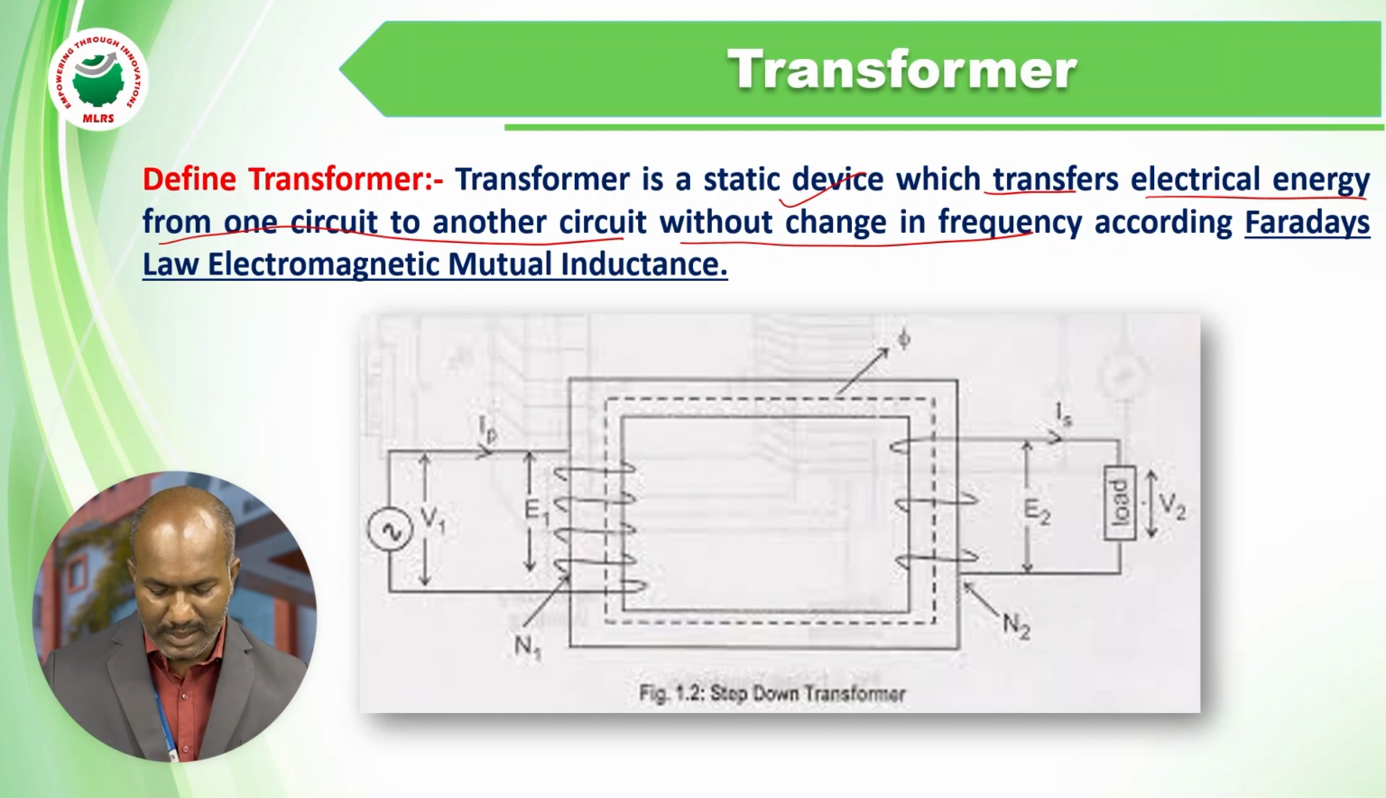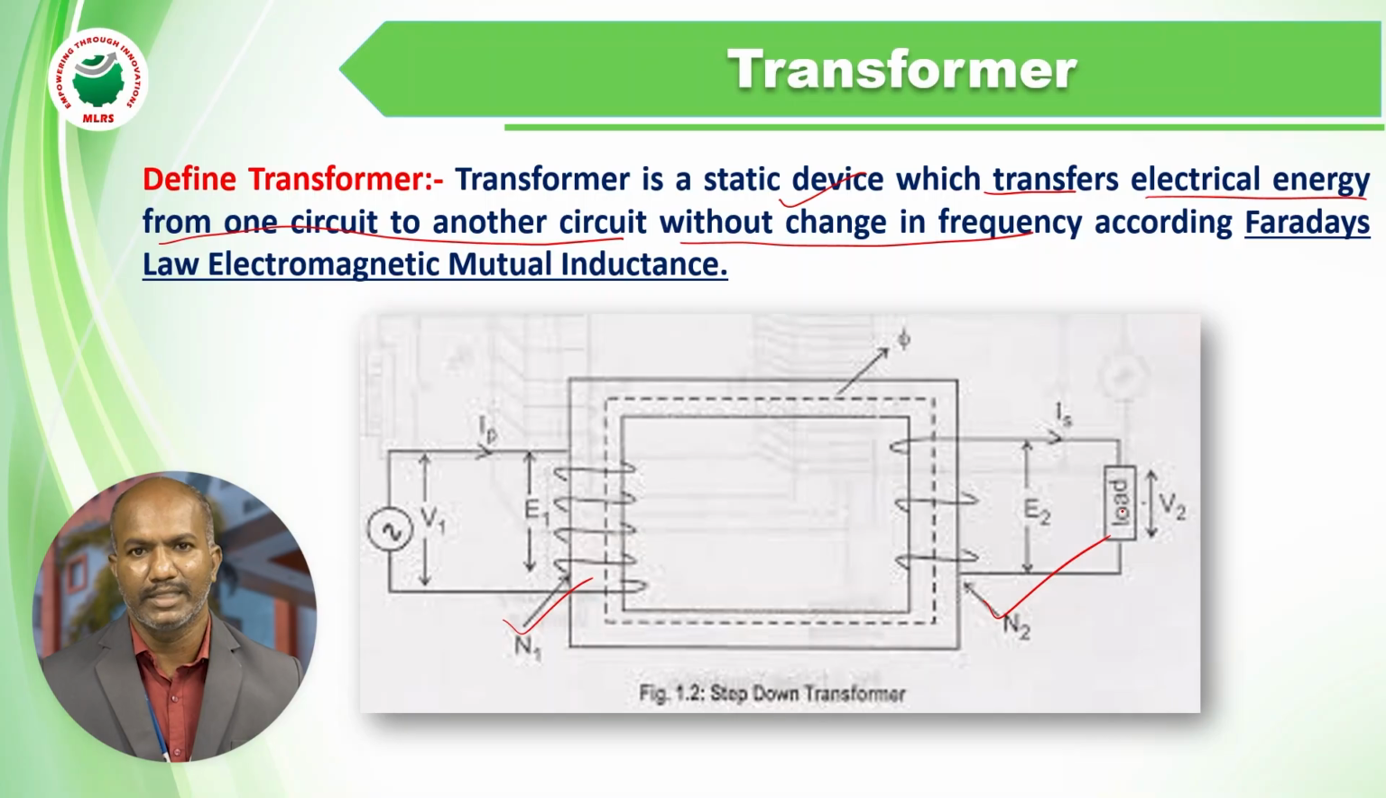So a transformer basically has two circuits. One is the primary side and the second one is the secondary side. These two circuits are isolated. There is no electrical contact between these two circuits. However, there is magnetic coupling between them. These two windings are placed on a core, which provides a magnetic path that connects both circuits. So basically a transformer has two electrical circuits, but there is no electrical contact between them, but they are magnetically coupled.